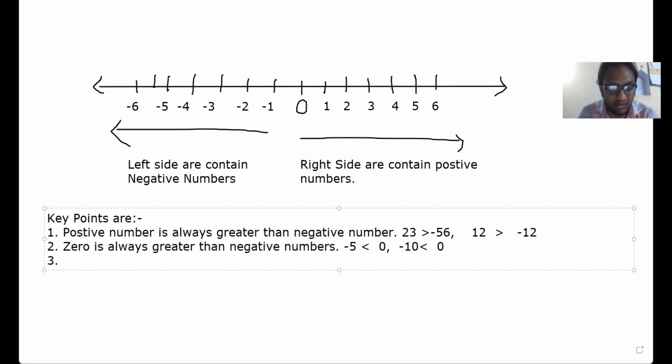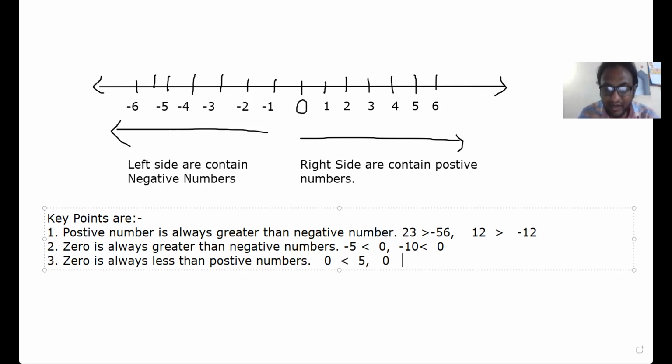Third, zero is always less than positive numbers. That means zero is always less than a positive number. Suppose two numbers are given, zero and plus 5. You can easily identify that zero is less than 5. So 5 is always greater than zero, because 5 is a positive number.